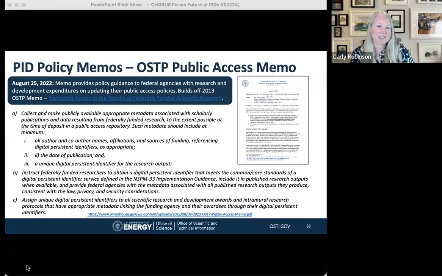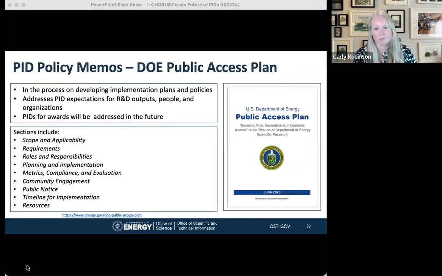And so one of the expectations of the OSTP memo was for agencies to provide a new or updated public access plan. If you go to the next slide, the Department of Energy did put out our public access plan in June of last year. And we do have a section talking about our implementation plans for persistent identifiers, specifically focused on research outputs, people, and organizations. We need to have more discussion and more understanding about the expectations for awards, and then we'll plan to update that.